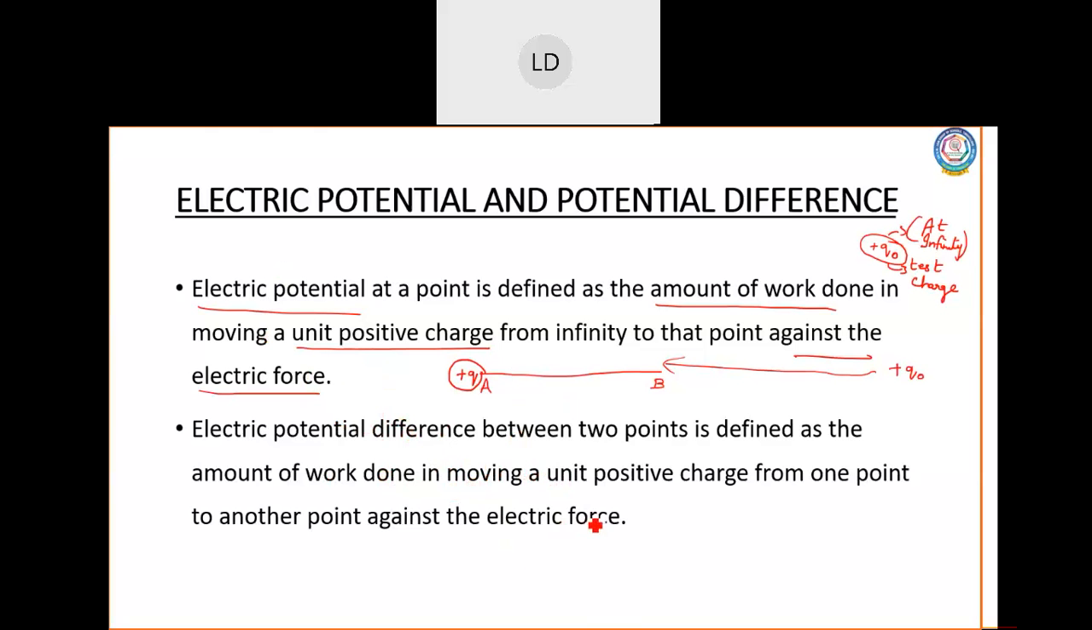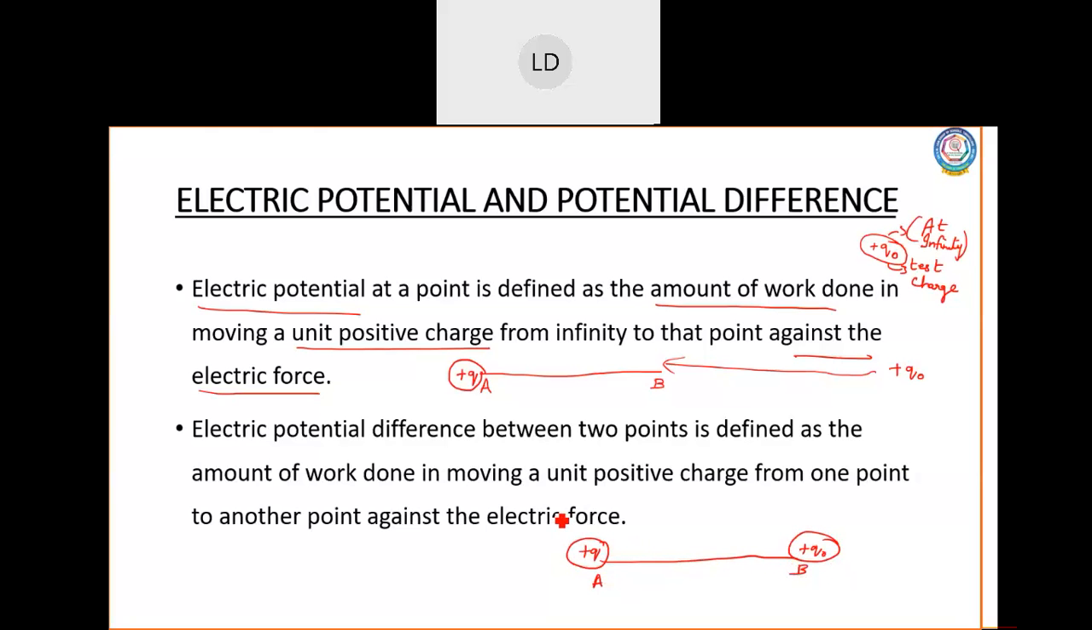Now again I'm going to consider the same situation. This time I'm going to have two charges: plus Q at A, and here let me take the same test charge plus Q naught. Now this test charge is at B. Now they are separated by a distance. Again there will be an electric force between these two charges, and these two charges are held at A and B. Now I have brought this charge from infinity to this point. Now I am going to move this charge once again from B to A.